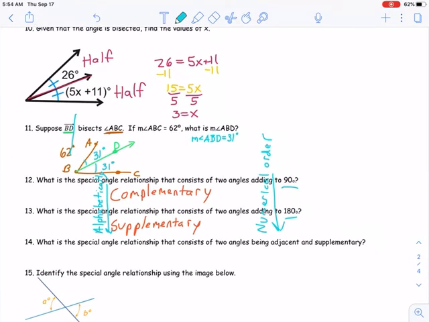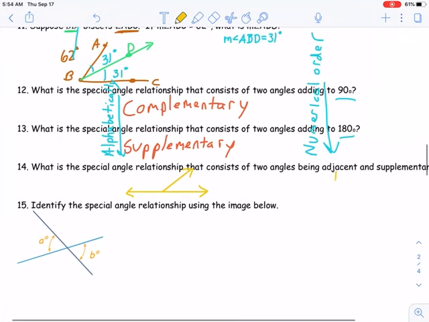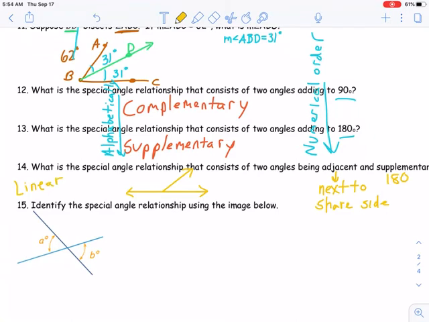Alright, what special angle relationship consists of two angles being adjacent and supplementary? So we're going to talk about this in the future, how complementary and supplementary don't have to be adjacent. But if we have supplementary angles that are adjacent, so remember, adjacent is a fancy word for next to, or they share a side, and supplementary means 180. Well, this is a linear pair. Supplementary, linear pair, very important.